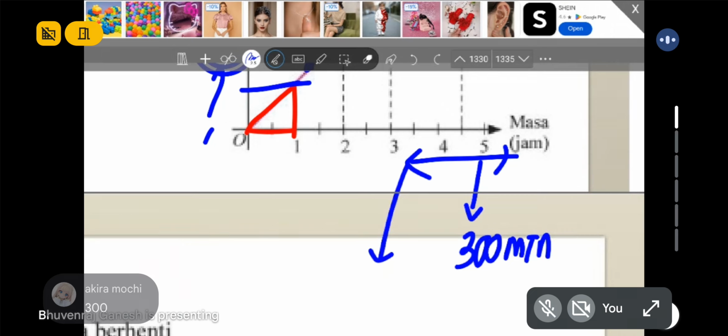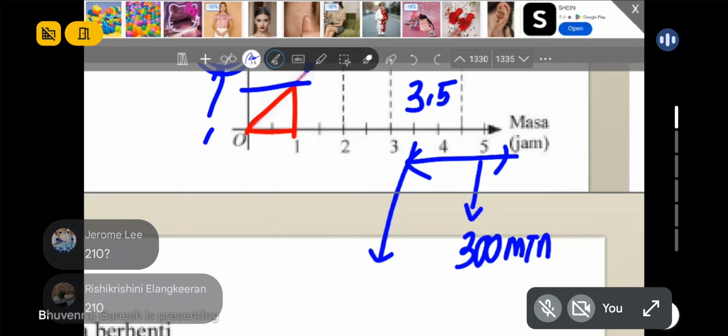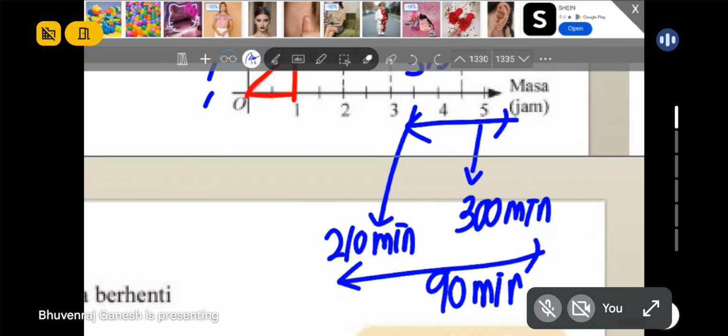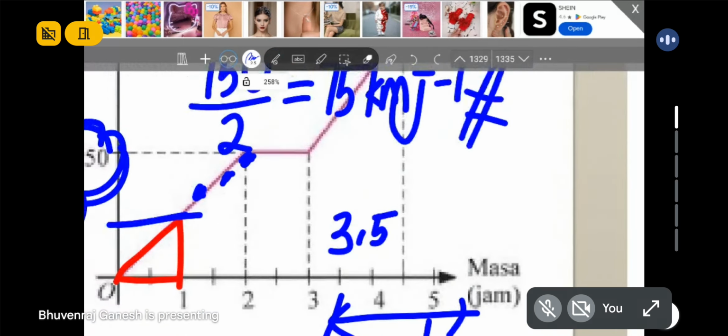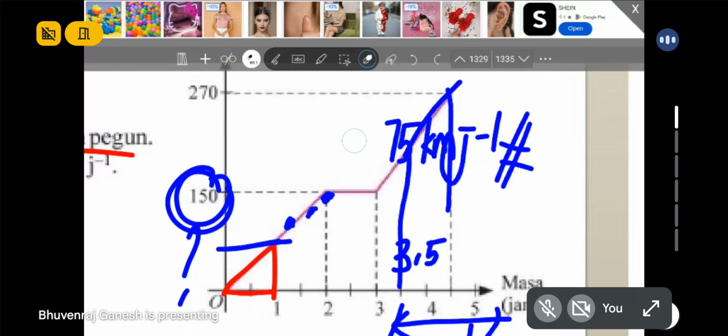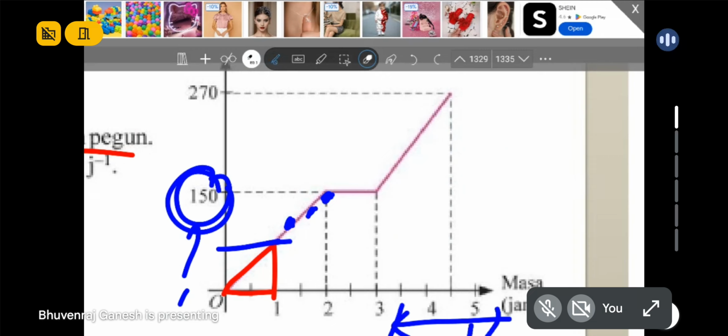Okay, this one, guys, 3.5 to minute. Ini one 3.5 jam kepada minit. Yes. Okay, this one is 210 minutes. Correct. Okay, so that's why you can see the difference is 90 minutes. Nampak? Okay, so this is where they want you guys to describe. Okay, so is this part, this whole part, trapezium. Okay, so wait, I rub this first. Okay, so yeah, this one.